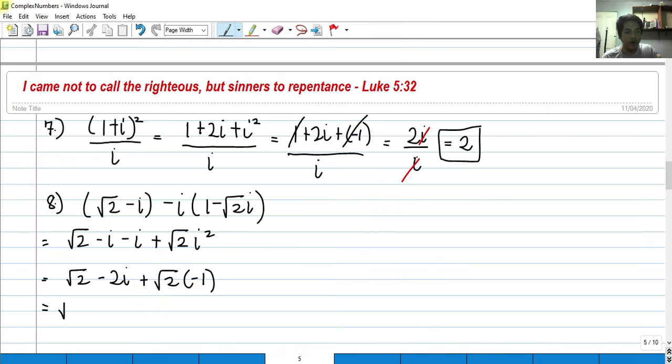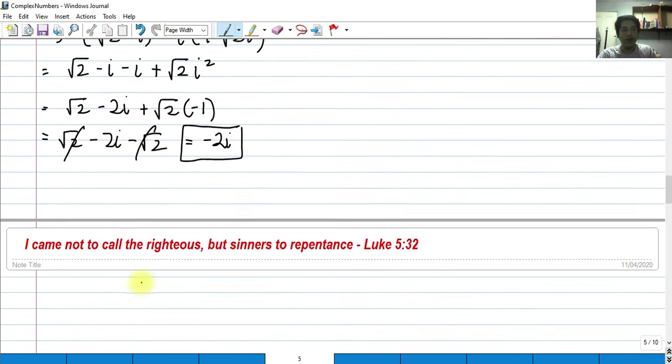So what will happen? We have square root of 2 minus 2i. Negative 1 times square root of 2, positive square root of that becomes minus square root of 2. So these 2 will cancel. And then we have an answer of negative 2i. Okay?